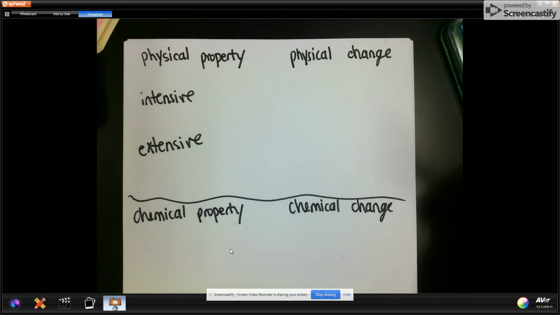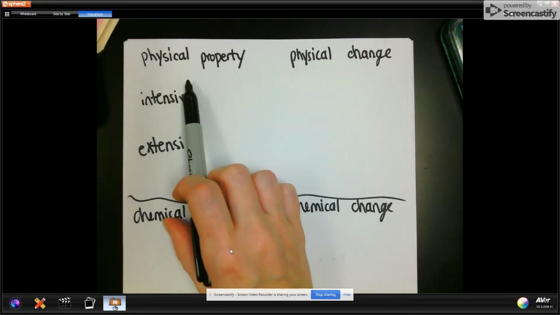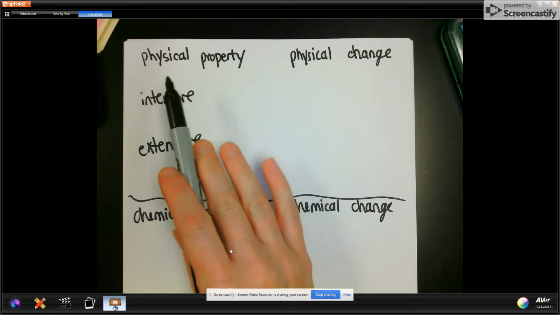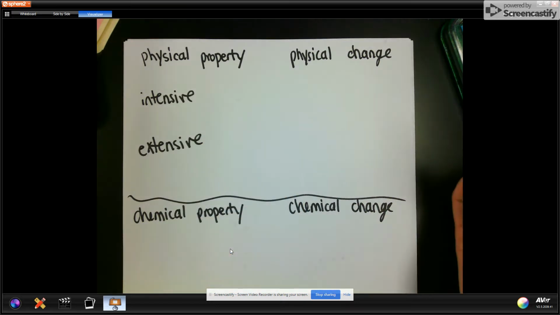Another physical property would be the fact that water boils at 100 degrees. Saying that it boils at 100 degrees is a physical property. So this is something that is not currently happening. It's not a verb. It's just telling you it could happen without changing the actual substance.